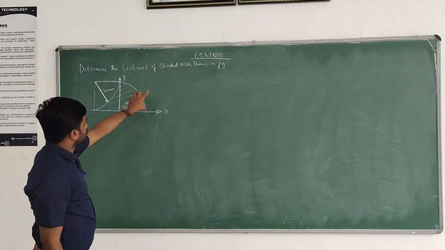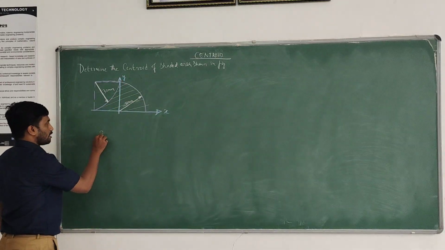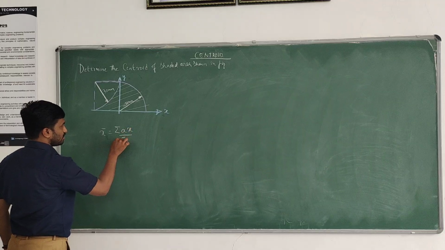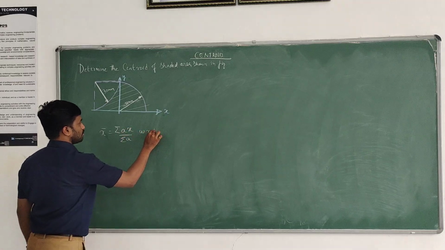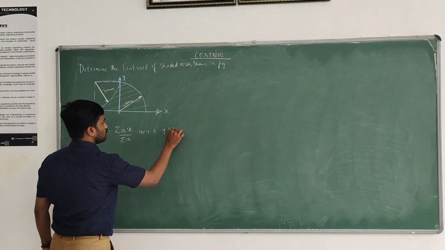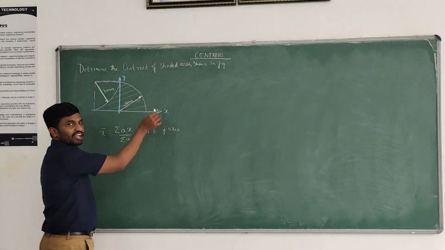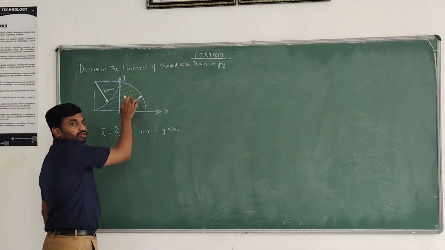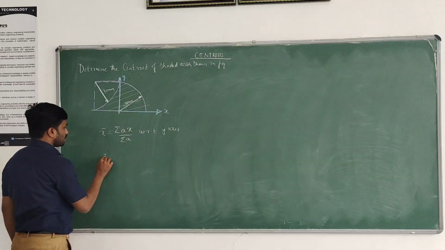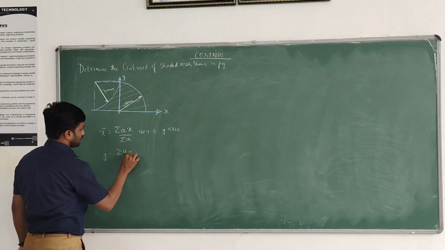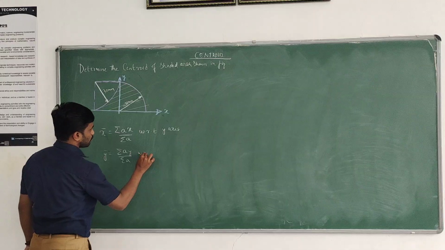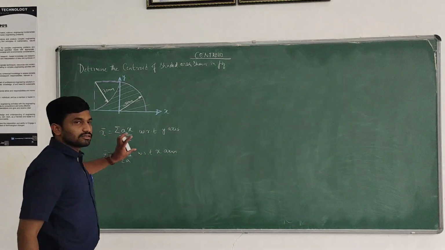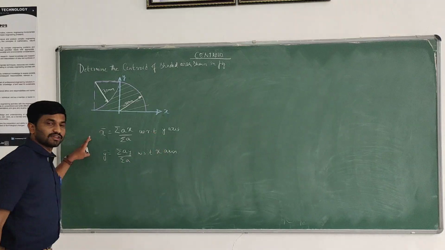First thing: what is x bar and what is y bar. X bar equals summation of a x divided by sigma a, with respect to the y axis. Why? Because we always measure x bar with respect to the y axis, and we always measure y bar with respect to the x axis. Therefore, y bar is sigma a y divided by sigma a, with respect to the x axis. Clear? This is regarding centroid. We have to compute x bar as well as y bar.